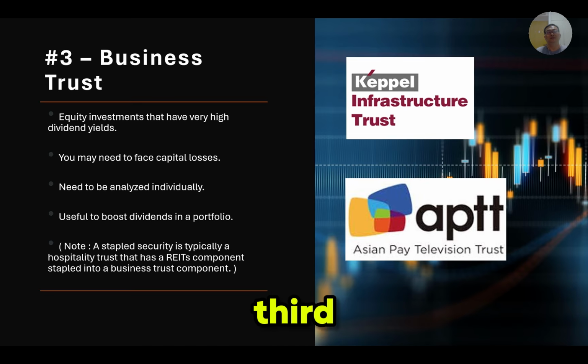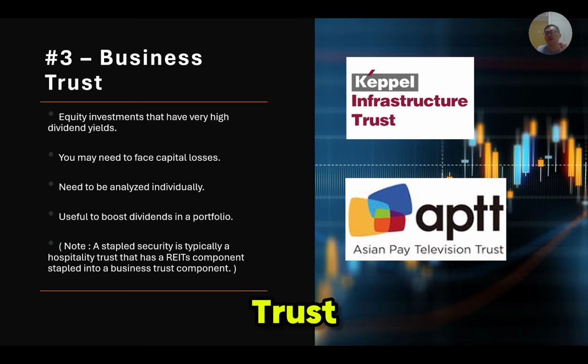Now, the third area that I think a good rookie investor needs to look at is business trust. So this is slightly different from a REIT. They are investments that give you a very high dividend yield, but you might need to face capital losses over time. It might need to raise capital, because imagine it is like drawing oil from an oil well. As you draw oil from an oil well, you're getting some amount of money, but the resource that you're drawing from gets smaller and smaller. So there are very good ways of boosting the dividends in a portfolio, but you need to watch these investments a little bit more carefully because the risk can be relatively high.